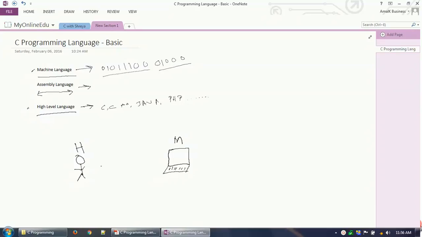So how is it possible that whenever I write a program, the computer executes it and does what I am asking it to do? For example, if I write sum is equal to x plus y, how does the computer get the information that whatever the value in x, I am going to add that with y, and the result I am going to put into sum? How does the computer understand that? That is the place where the compilers come into the picture. So basically compilers.